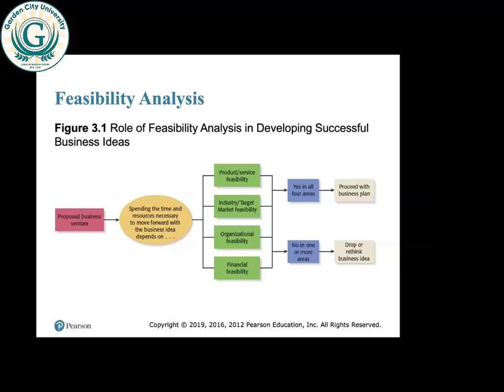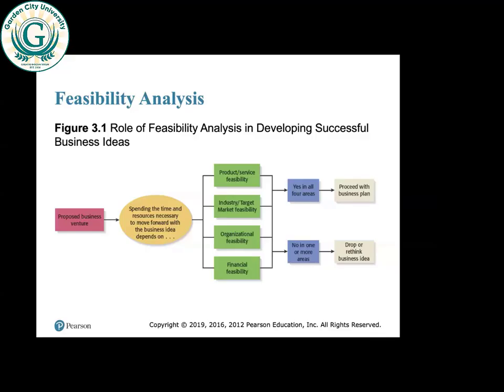And then the other question under the organizational feasibility is, what will be the nature of the organogram for this business?